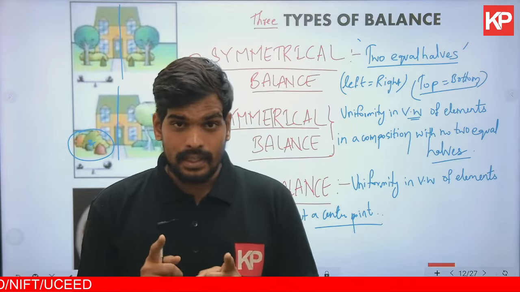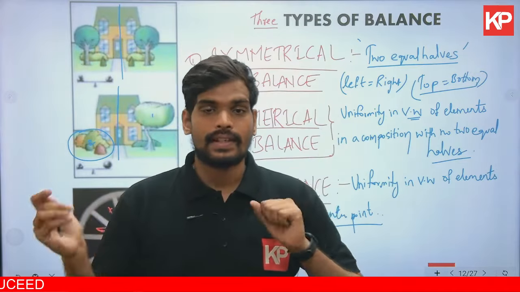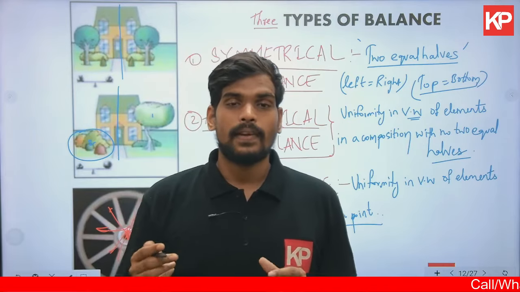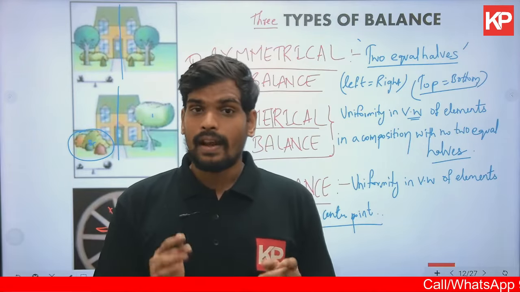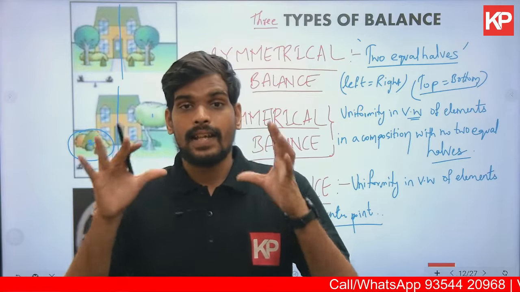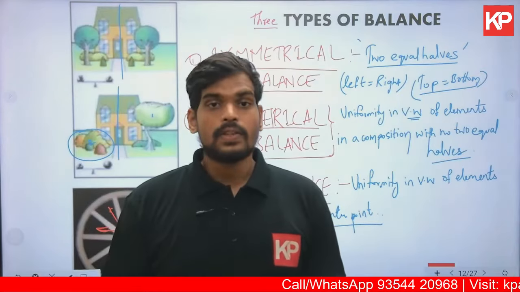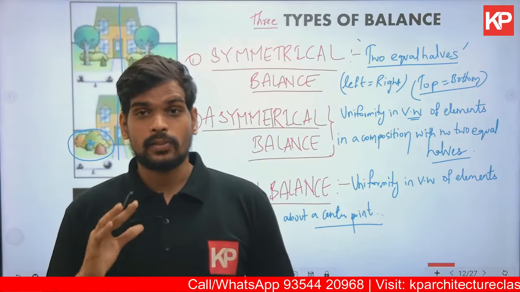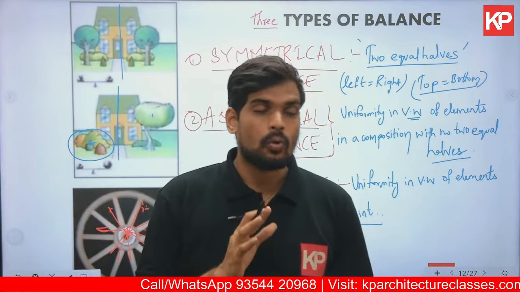Number 1, symmetrical balance, where there are two equal halves, left and right, or top and bottom, two equal halves should be there. Asymmetrical balance, where there is asymmetry, there are no two equal halves, but still there is a balance of visual weight. Third and final is radial balance, where there is uniformity of the distribution of visual weight about a center point. That is called radial balance. So these are the three types of balance which you should know about.